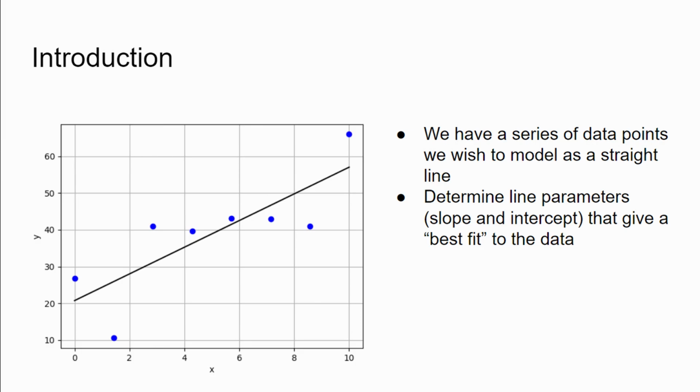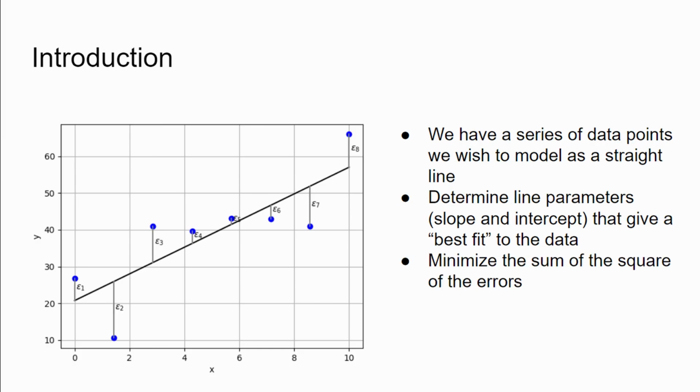Now it's a bit arbitrary how you define best fit, and you do have leeway in determining what criteria you are fitting to or what constitutes a best fit. What we're going to use here is the typical least squares method. What that means is we're going to look at the error between each data point and the straight line representation. That's shown here as these epsilons, for example.